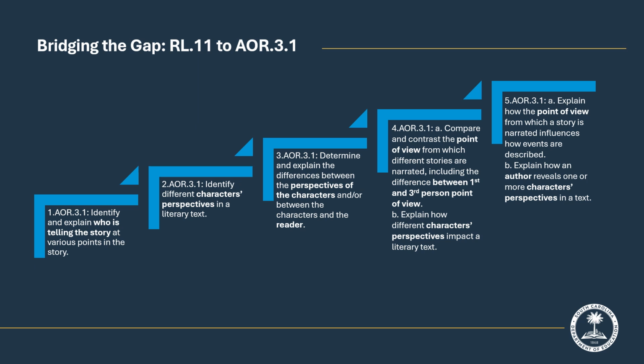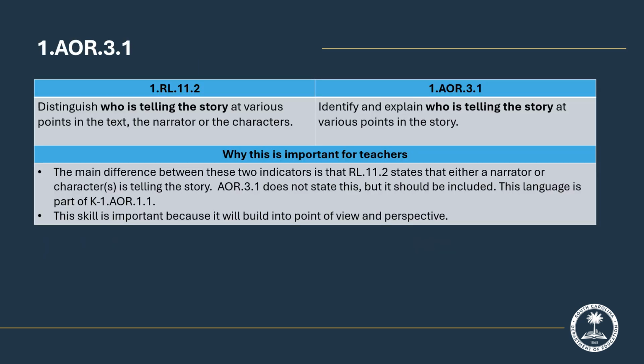In 5th grade, students are expected to do 2 things with literary text. Explain how the point of view from which the story is told includes how events are described, and explain how an author reveals one or more characters' perspectives. This is where the indicators start digging in to author's craft. So why is this important for teachers?